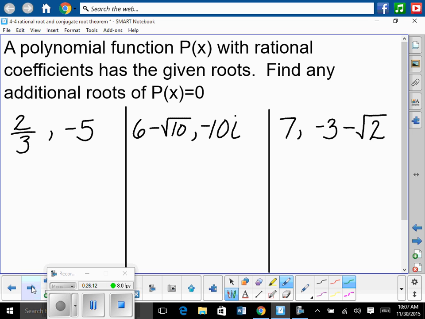2/3, is its conjugate a root? No. Negative 5, is its conjugate a root? No. So this one has no additional roots. 6 minus the square root of 10, its conjugate must also be a root. What about negative 10i? Is its conjugate a root? 10i. How about 7? Is its conjugate a root? No. What about this one? Yes. Negative 3 plus the square root of 2. So are we getting the gist?